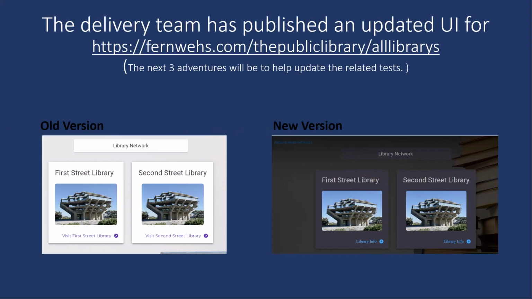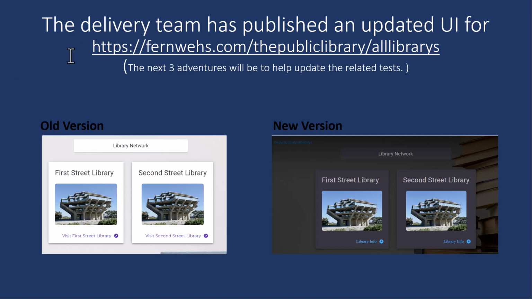Adventure one begins. It seems here there's something about navigating to the library detail from the library list page, and we'll explore that together. So here is what we know about the first adventure. The delivery team has published an updated UI for this particular page, and we'll visit that in a minute. The next three adventures, in fact, will be to help update related tests to the improvements the team has made.